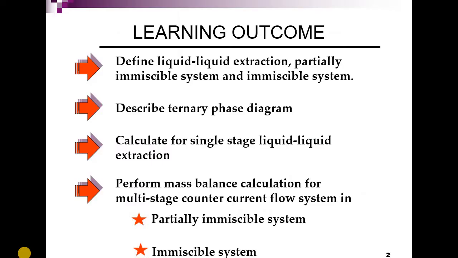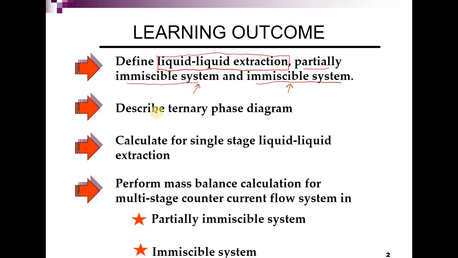At the end of this topic, you should be able to first define the liquid extraction process, and define what is a partially immiscible system and what is an immiscible system. In the liquid extraction process, we have two types of systems. We call them the partially immiscible system and the immiscible system. Later I will explain the differences between these two systems.